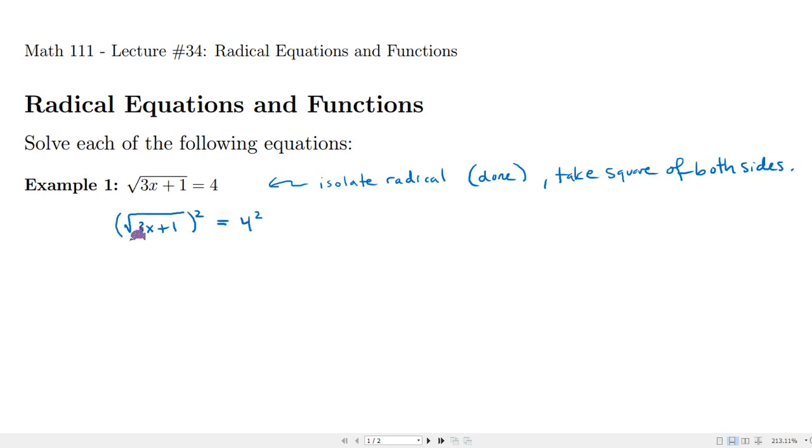And now you see, why would we do that? Well, the square of the square root will just give us what's under the root. So this will be 3x plus 1, and that's equal to 16. And then now this is like any equation that we've already encountered. So what would we do? Well, we'd subtract the 1 over to this side. So subtract 1, and we have 3x left on the left side equals 15, and then we'll divide by 3, and then we'll have x is equal to 5.